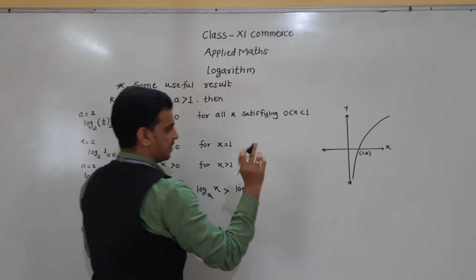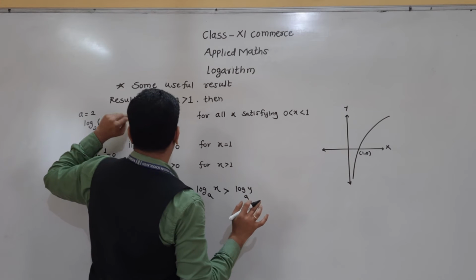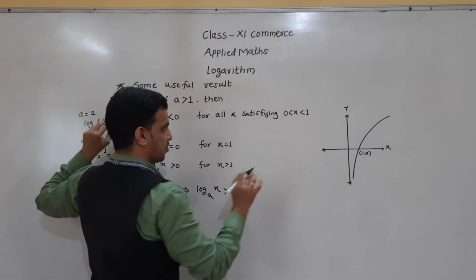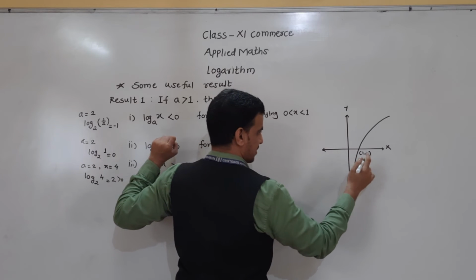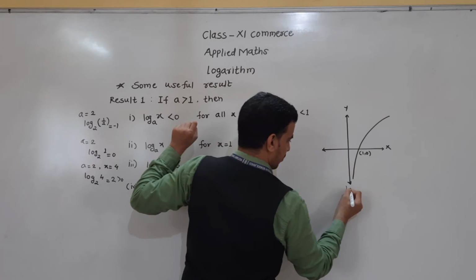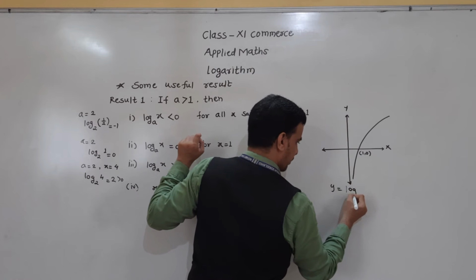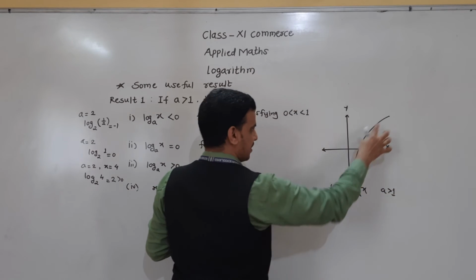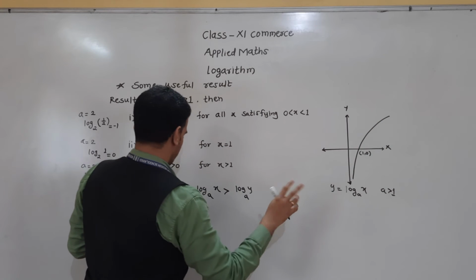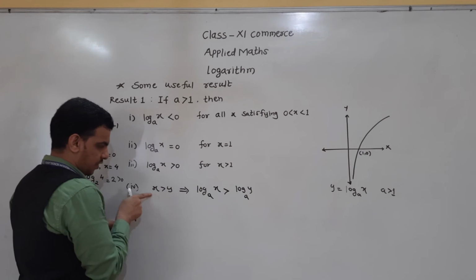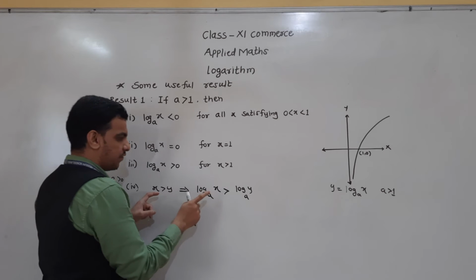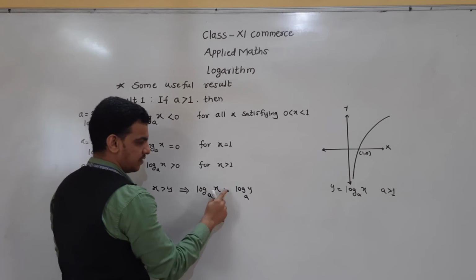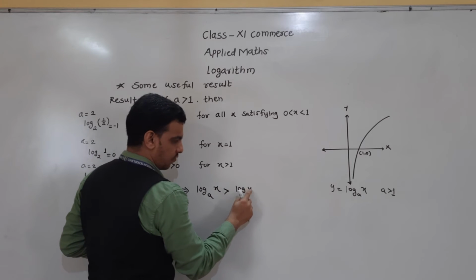We can also decide the sign of this log by using this graph. This is the graph of y equal to log x to the base a when a is greater than 1. So this is an increasing function. Here, if x is greater than y and a is greater than 1, then log x to the base a is greater than log y to the base a.